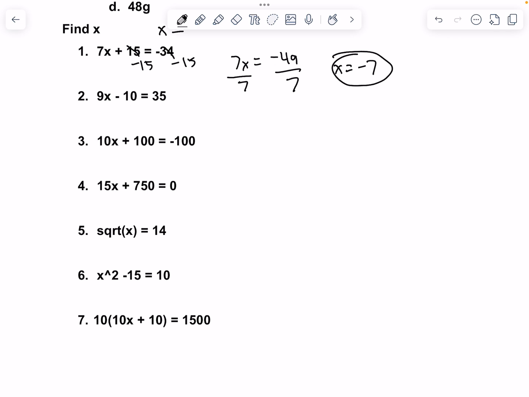Number 2, 9x minus 10 equals 35. Add 10 on both sides to isolate 9x. That will give us 9x is equal to 45, and to fully isolate, we divide by 9. So that will give us x is equal to 5. Next, 10x plus 100 is equal to negative 100. We'd subtract 100 to isolate 10x. So we'll get 10x is equal to negative 100 minus 100, which equals negative 200. We divide by 10 to get x by itself, and that will give us x is equal to negative 20.